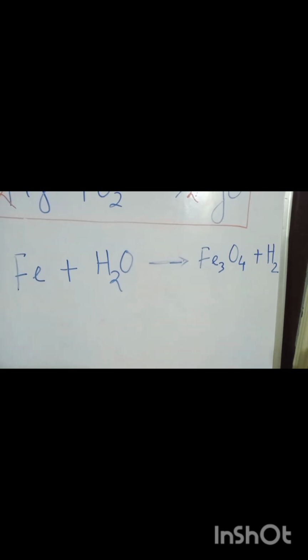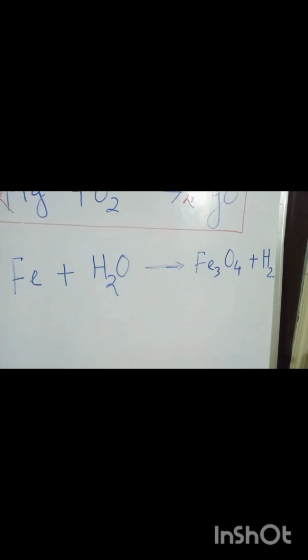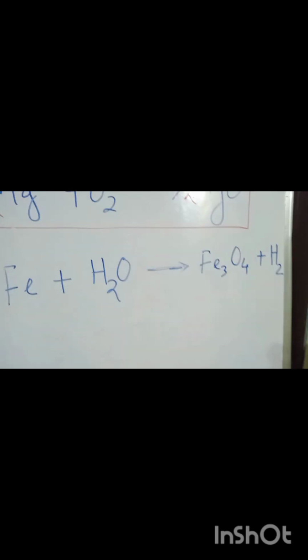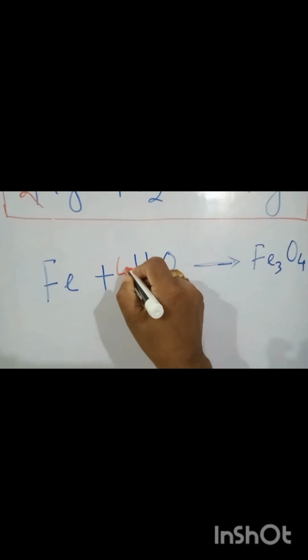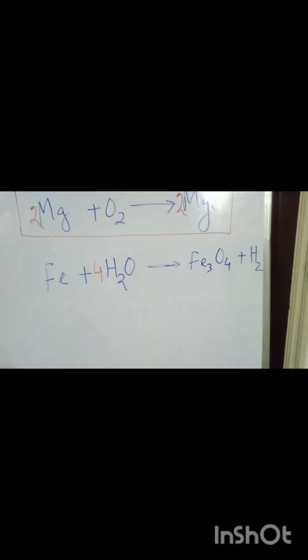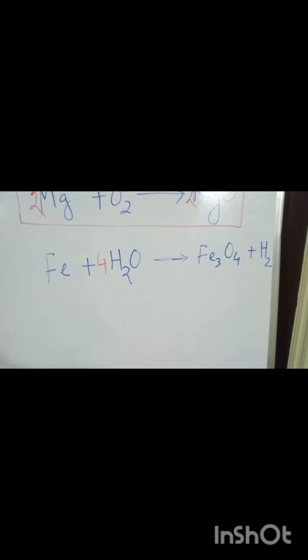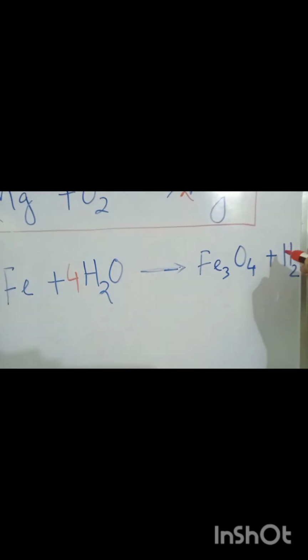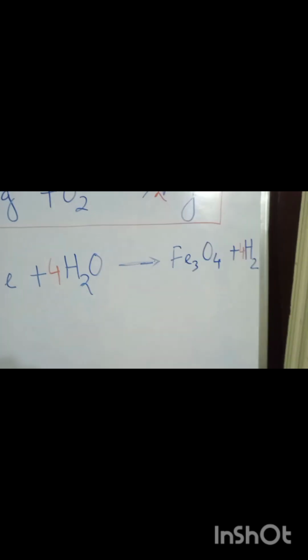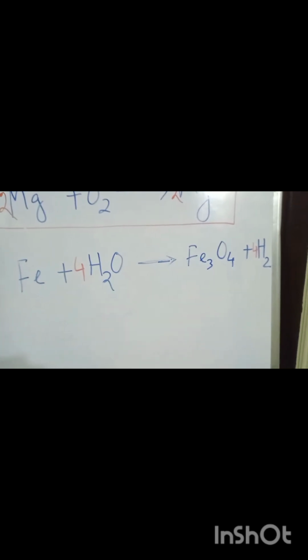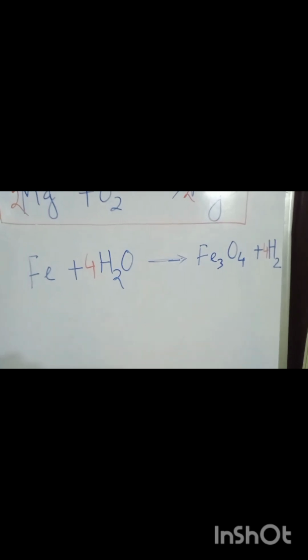One trick is used here. We can always go for balancing of oxygen first. See, on the right side there are 4 atoms of oxygen, so we can multiply 4 here. So check, oxygen is now balanced, but think about the hydrogen. It is 8 hydrogen atoms on the left side, so we can go for multiplying 4 on the right side with the hydrogen. Now see, the hydrogen is balanced, only iron is remaining.